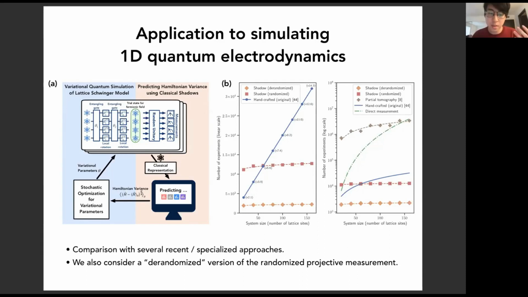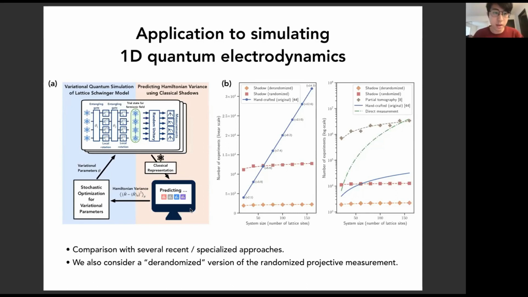So when you expand this Hamiltonian variance, you'll see that it's basically a sum of 4-body observables, a very large number of them. And you just use classical shadow representation to predict all of them using only a logarithmic amount of measurements. So after getting the Hamiltonian variance, you feed it into a stochastic optimizer, which will tune this variational parameter theta to minimize the Hamiltonian variance.